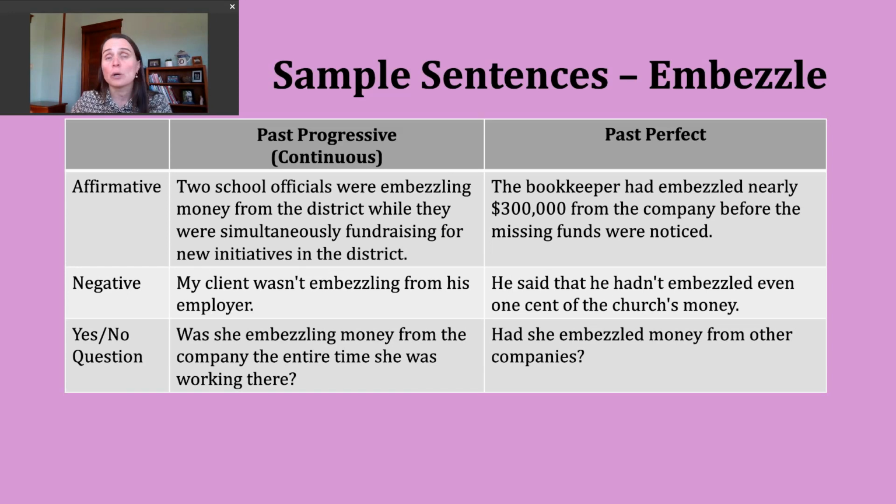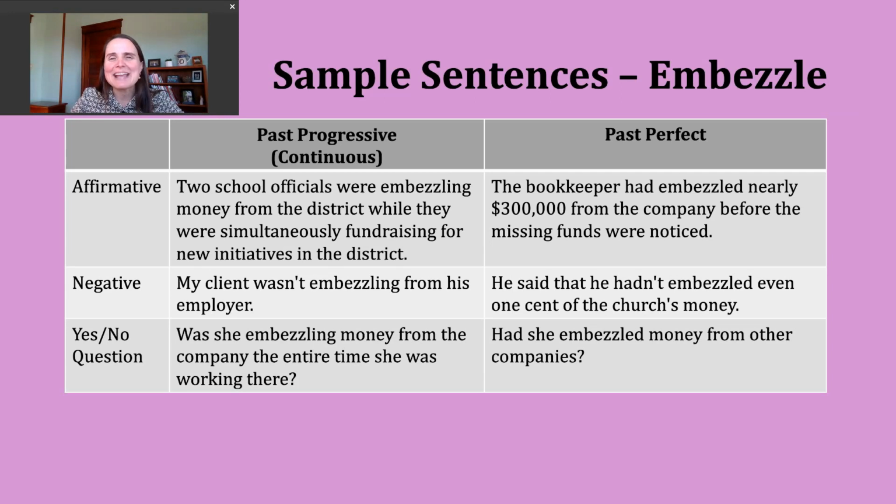Now, let's take a look at a negative past perfect sentence. To do this, we always have a subject. Again, we use had, but now we add not, and then the participle form. An example of this might be, he said that he hadn't embezzled even 1 cent of the church's money. Okay? I've seen many examples as I looked for different situations where people had used this verb. I saw different forms, many people kind of stating their innocence from alleged crimes.